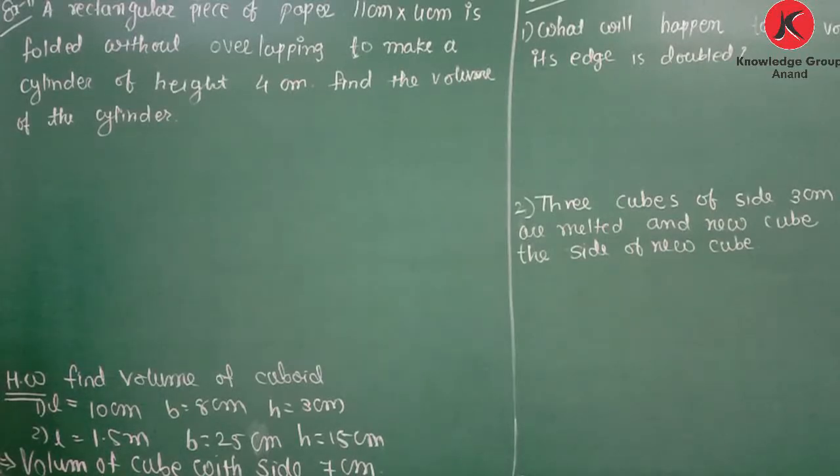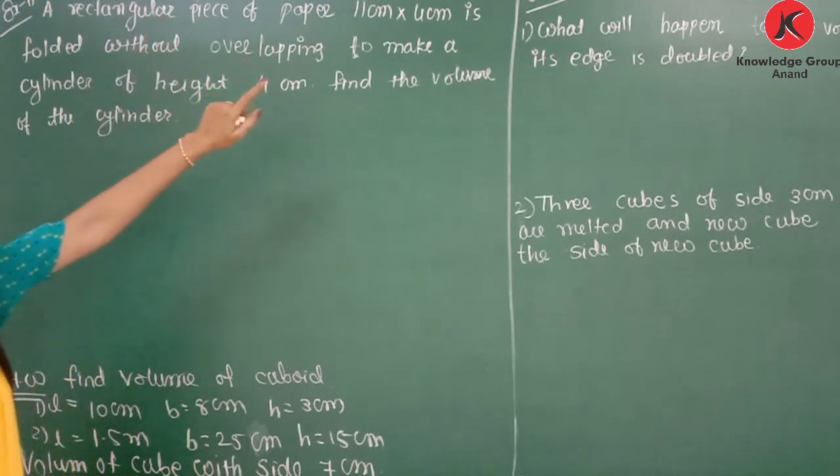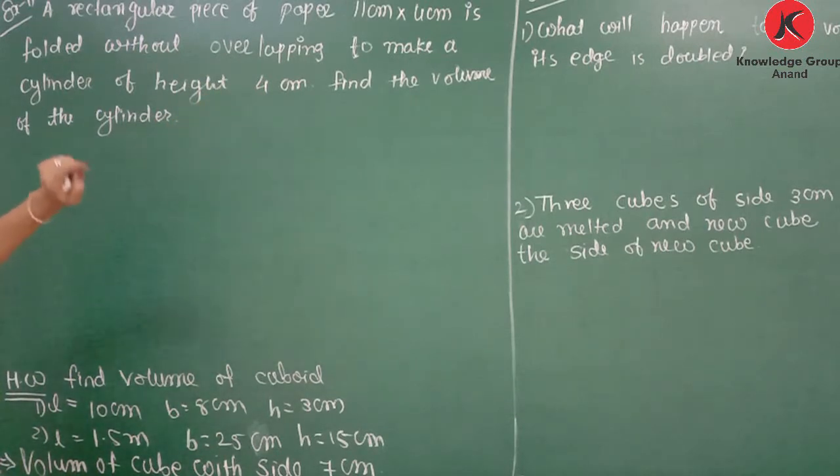Now, next question. A rectangular piece of paper 11 cm multiplied by 4 cm is folded without overlapping to make a cylinder of height 4 cm. Find the volume of the cylinder. So here there is one paper whose length is 11 cm and breadth is 4 cm, folded without overlapping to make a cylinder of height 4 centimeter.